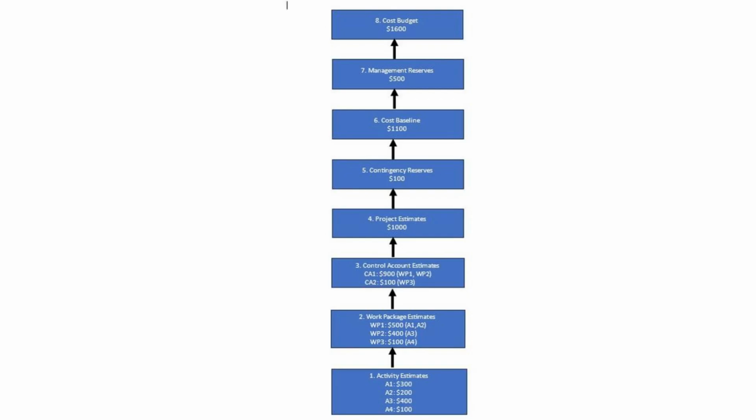Activity estimates roll up to work package estimates, roll up to control account estimates, roll up to project estimates. You're going to add contingency reserves to the project estimate, and you get a cost baseline. Cost baseline is the one which is used during EVM process, earned value management process. Cost baseline is what you're going to measure the project's success. You're going to have complete control of the cost baseline, and you're going to measure the project's success only with the cost baseline, which is authorized cost for executing the work.